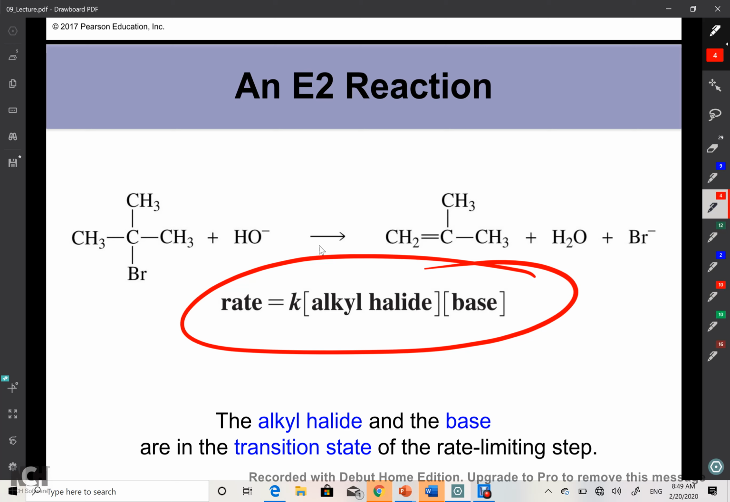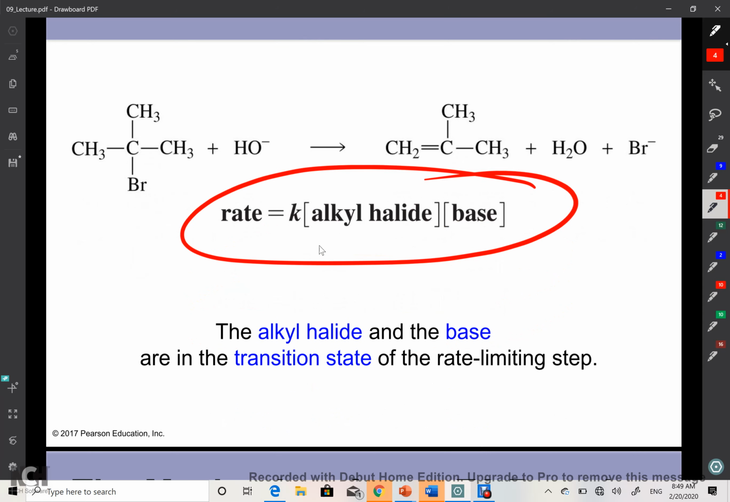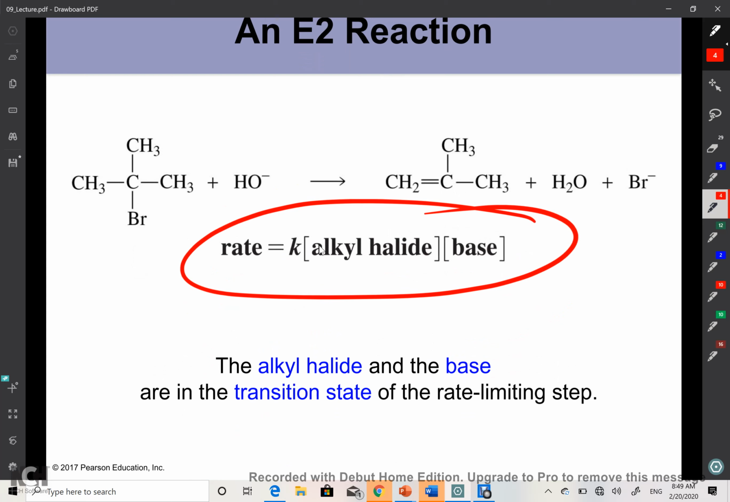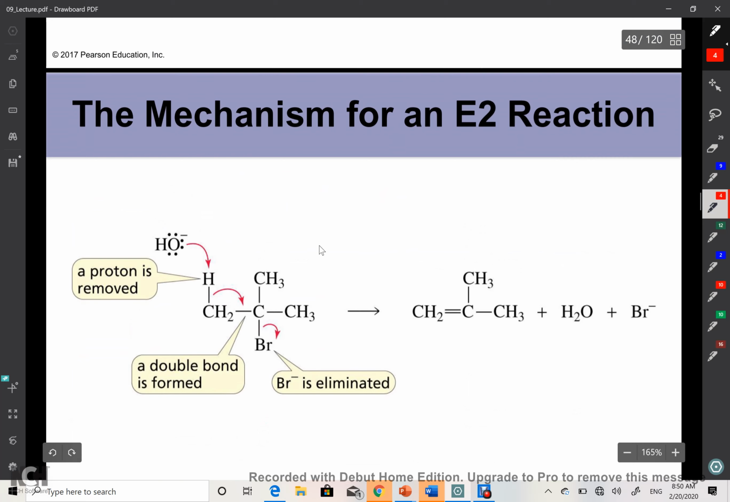Now, in this case, that's what the reaction will be. We'll get into more detail. So this you already know. So it means that if we double the concentration of the alkyl halide and double the concentration of the base, what happens? Okay, does that make sense? If we double the alkyl halide and double the base, the rate will quadruple. Those are the kinds of things I want you guys to keep in mind. Now, the mechanism here, I said it's a one-step mechanism.